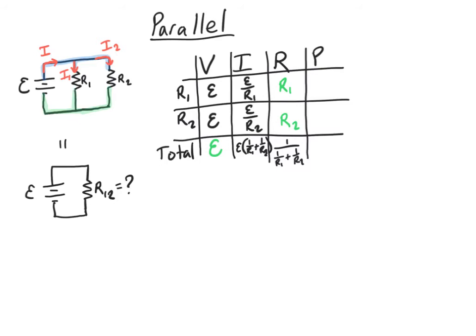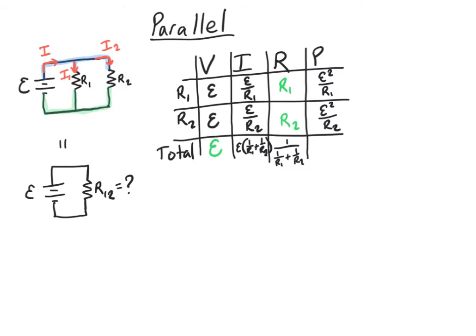Calculating the power dissipated by each resistor is pretty straightforward. We didn't even need to find the current. In this case, using V squared over R is the simplest because we know R and finding V was really easy. And so the power is equal to the voltage of the battery squared divided by R1, and the voltage of the battery squared divided by R2.